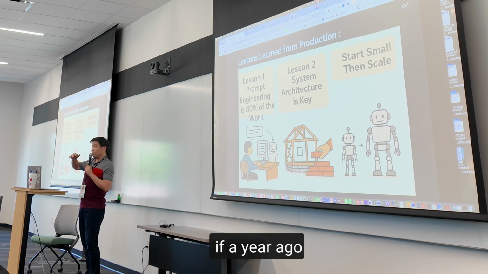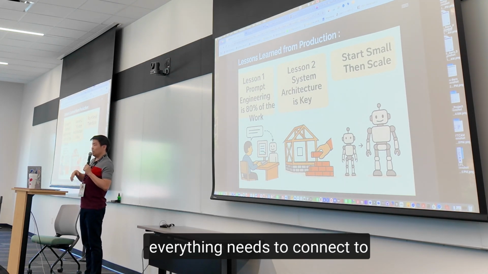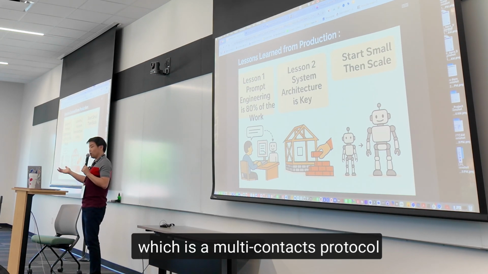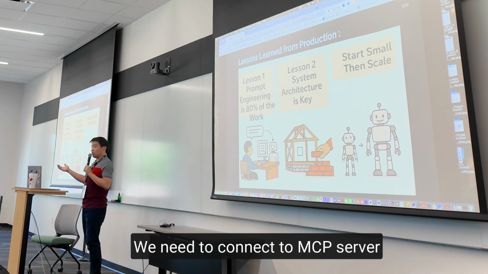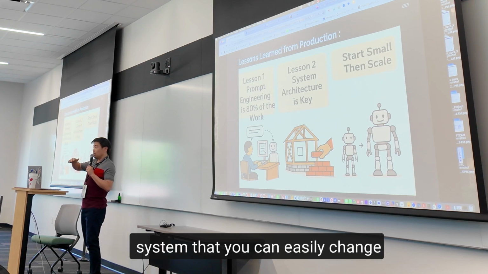For example, a year ago, we didn't even have MCP. Right now, everything needs to connect to an MCP protocol, which is the Model Context Protocol. We need to connect to an MCP server. So you need to have a good extendable system that you can easily change in the future.